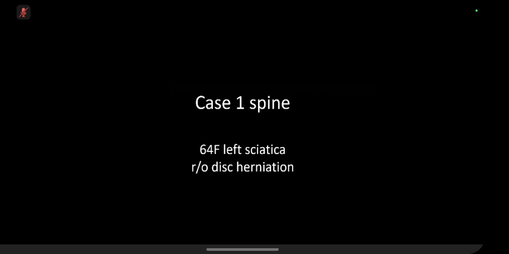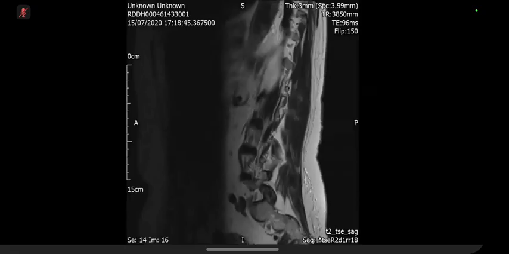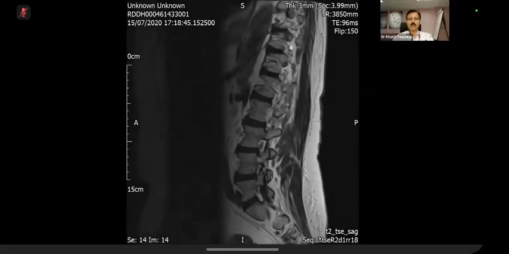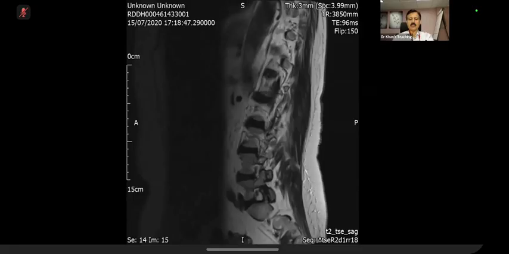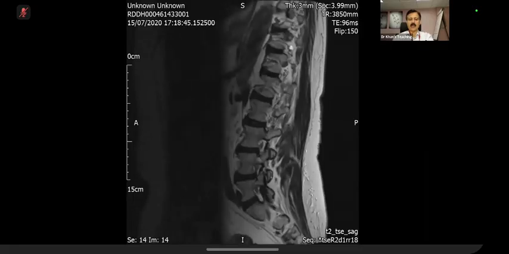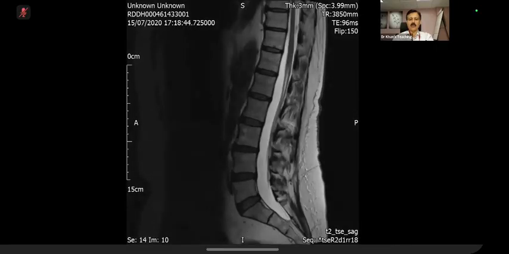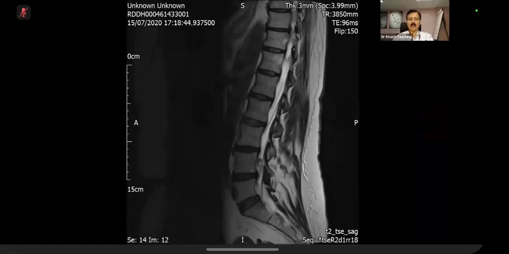So this is a 64-year-old female, left sciatica, rule out disc herniation. The same formula which I told you in the last case: look at the neural foramen, and parasagittal, look at the neural foramen.